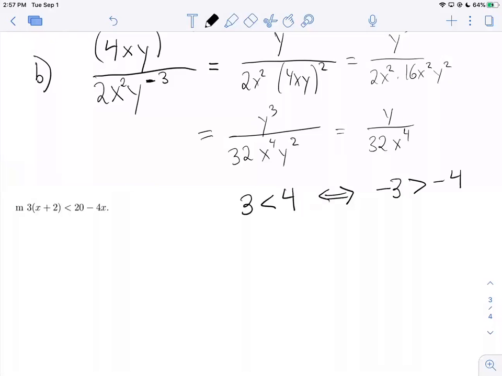So multiplying or dividing by a negative sign is the only thing to really be careful with. Otherwise, you can treat it just like a normal equation. So we'll have 3x plus 6 is less than 20 minus 4x. And because I know this fact about multiplying or dividing by a negative, I always try to avoid, we need to switch, not swith, but switch. We need to switch the inequality.